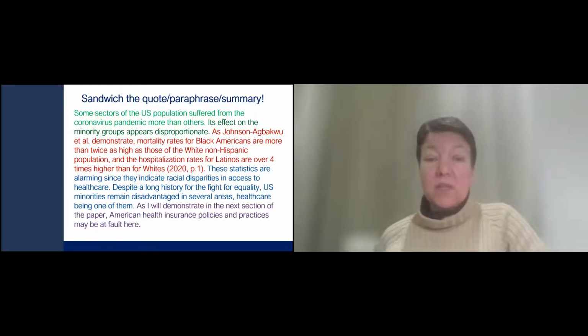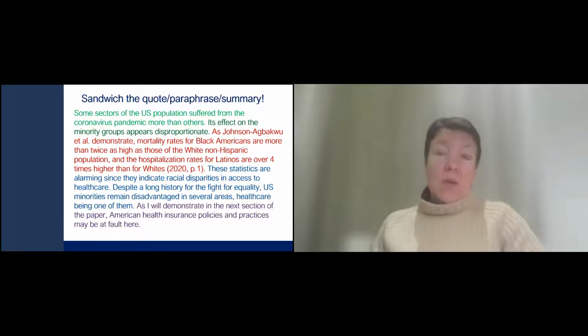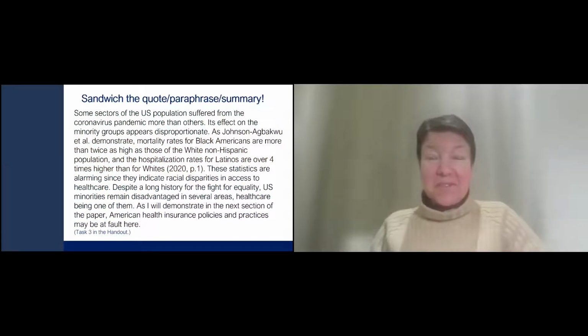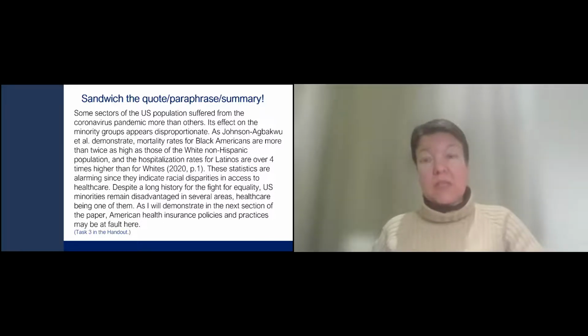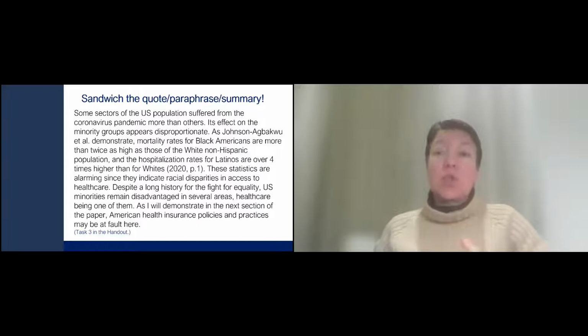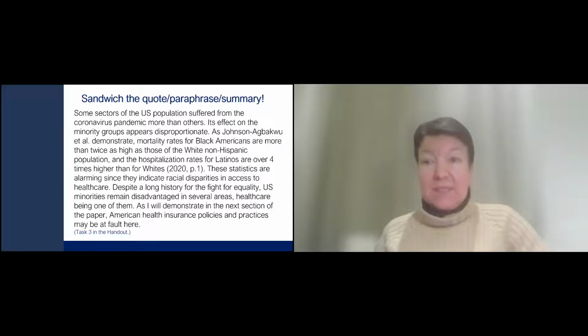American healthcare policies and practices may be at fault here. And so if we look at the whole thing, okay, if we get rid of all of the different colors and everything, what do we have in the end? In the end, we have a well-developed paragraph. It's a paragraph that combines the writer's interpretation with the source. It draws information from the source and shows the author's interpretation. So it shows your intelligent process, how you work with the source. Okay, so when people say sources are well integrated, that's what they mean.